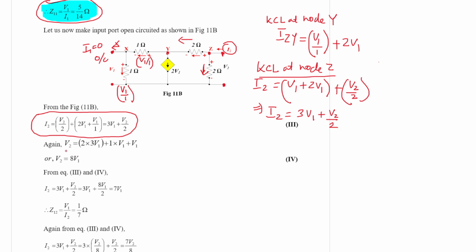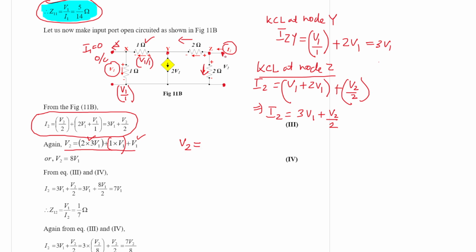Again, now if we apply KVL, V2 is equal to, what is this voltage? VZY is 2 into the current IZY. IZY is equal to 3V1, so it is 2 into 3V1, plus 1 into V1. The current flowing through this 1 ohm resistance is V1, so the voltage drop is V1 into 1, plus this voltage. Altogether, I am writing again.